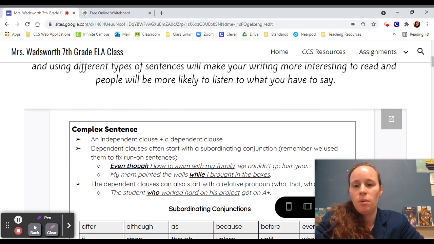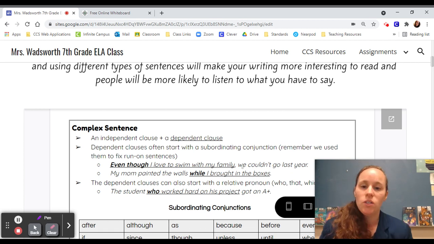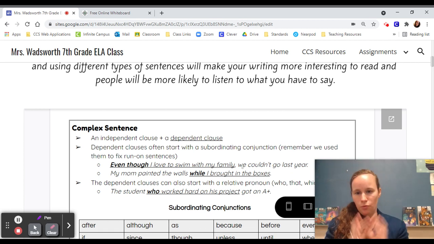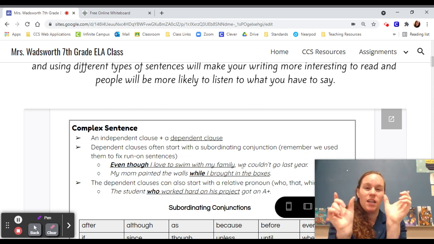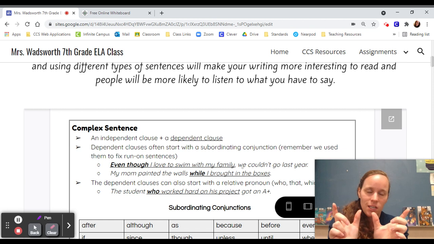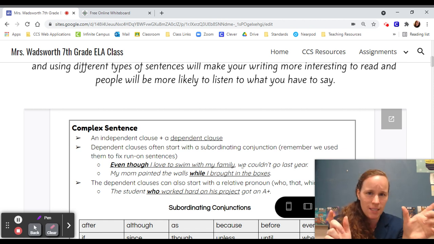Let's move down to complex. Here is where you start getting your dependent clauses, your fragments. So an independent clause is a complete sentence. A dependent clause can't stand on its own. It can't be taken out and make sense.